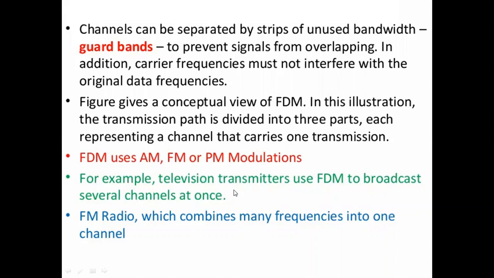For example, television transmission uses FDM to broadcast several channels at once, and FM radio combines many frequencies into one channel. FDM applications are the broadcasting of television and the broadcasting of FM radio. So frequency division multiplexing is used in AM or FM.